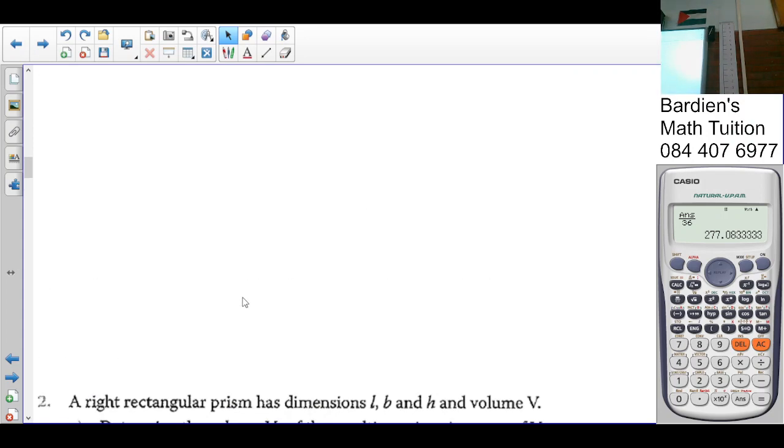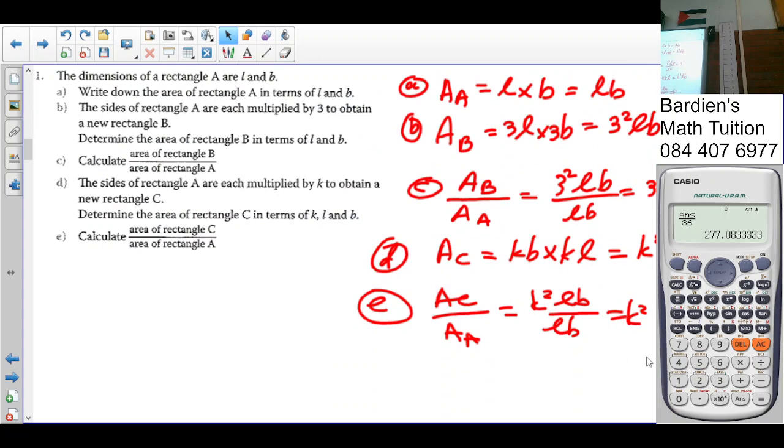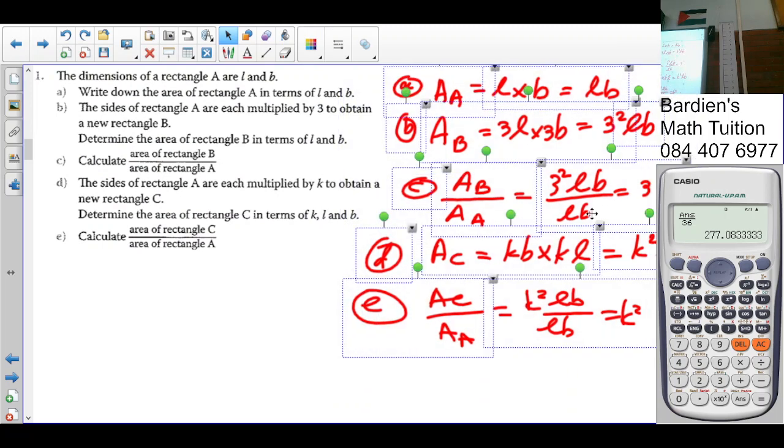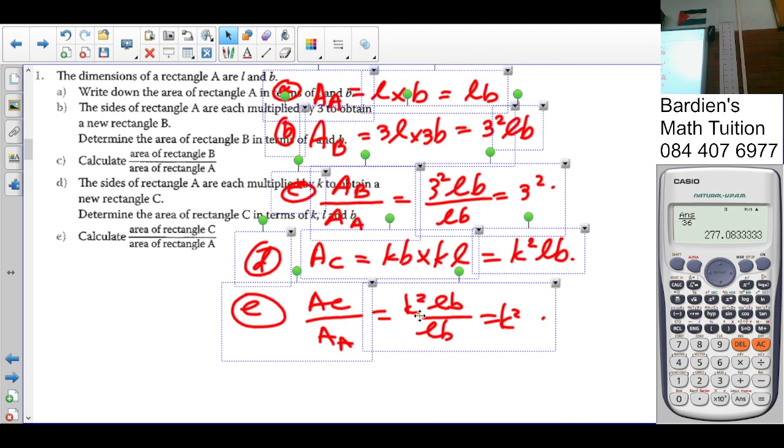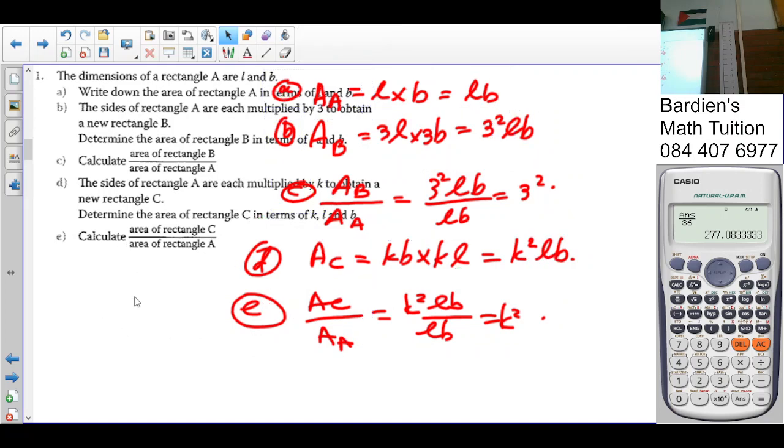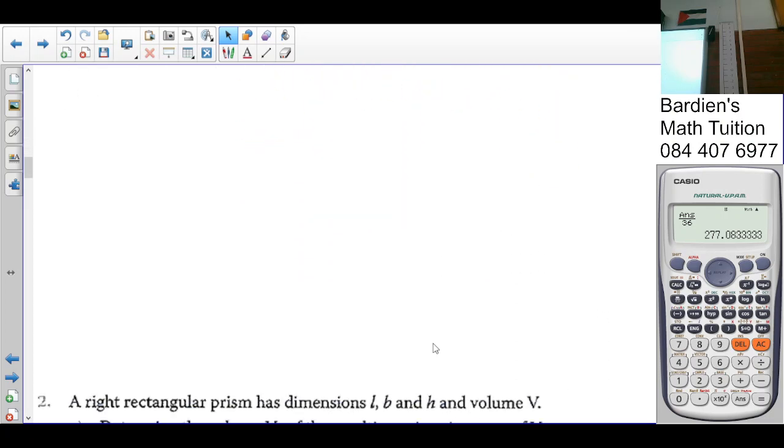If for some reason it just stopped working at this point, that was the findings for question D. They ask you to multiply by K factor. So it's going to be KB times KL, which is K squared LB. And it asks you to calculate the area of rectangle C or the area of rectangle A, which gives you K squared LB over LB, which simplifies to give you K squared.